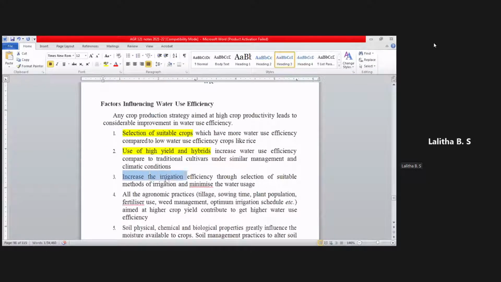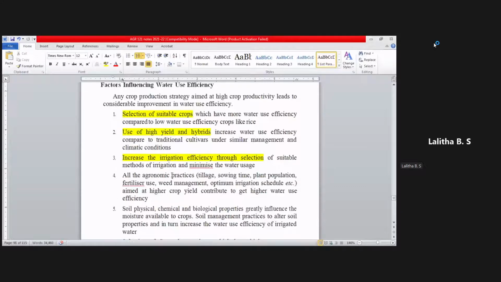Then again, increase the irrigation efficiency through selection of a suitable method of irrigation. Later I'll show you with the PPT the different methods: flood irrigation or surface irrigation, subsurface irrigation, drip irrigation, or sprinkler. Among all, drip irrigation or sprinkler irrigation are best when compared to leaving water in an open channel, surface irrigation, where we waste so much water.